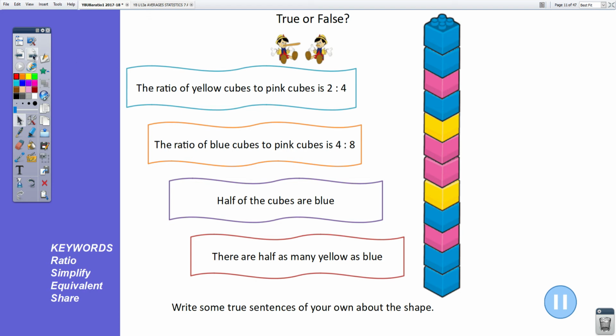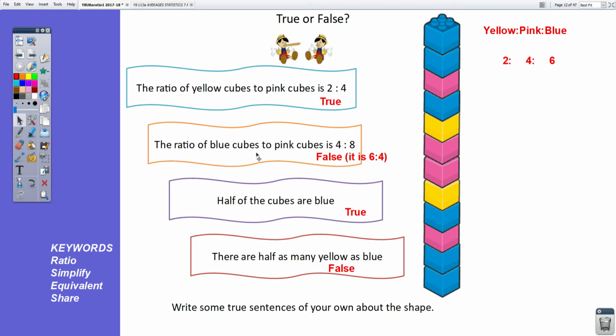Okay, so the first thing to do when you are working these questions out is to write down the ratio of yellow to pink to blue, which in this case is 2 to 4 to 6. So the ratio of yellow cubes to pink cubes is 2 to 4. Yellow to pink, 2 to 4. That is correct. That is true.